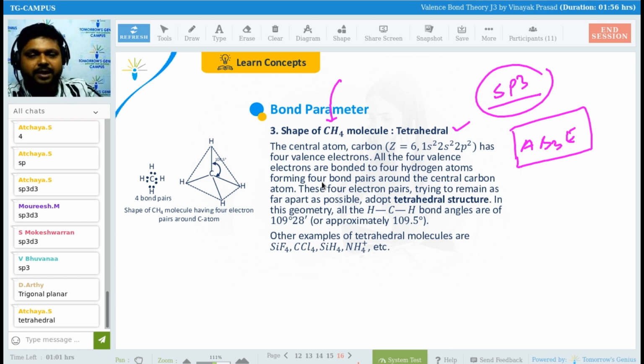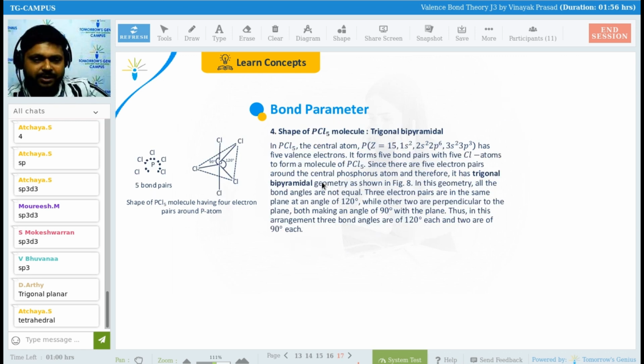Yes. So you can see here the tetrahedral structure, and their bond angle is 109 degree 28 minutes, right? 28 minutes can also be written as 5 degree, but we are learning it in this manner: 109 degree 28 minutes.